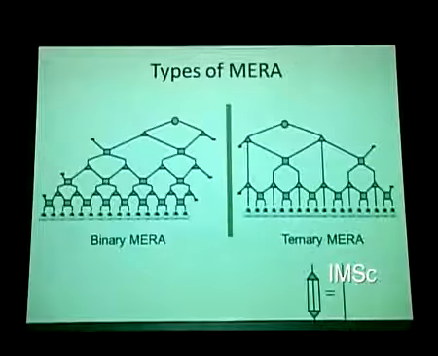A given many-body wave function may, by its nature, be a binary MERA rather than a ternary MERA. It's not that you can transform it. Right. And in fact, I think some people have looked at what kind of differences changing the structure leads to, but I don't think there's a lot of work in this direction. And usually people just stick to taking one of these and doing their calculations.